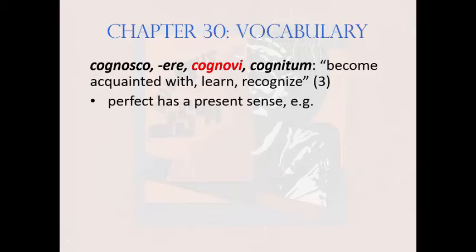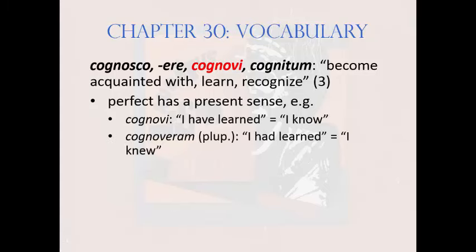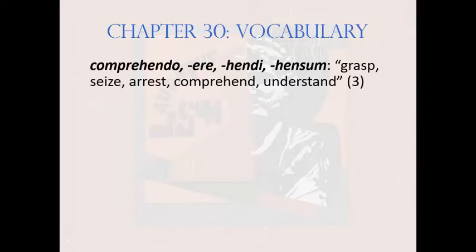Its past tense meaning, having learned, amounts to the same thing as knowing in the present. Thus, the best translation of cognovi is often I know. Likewise, the pluperfect cognoveram, literally I had learned, is the functional equivalent of I knew. And here's another thinking verb. Comprehendo, comprehendere, comprehendi, comprehensum, meaning grasp, seize, arrest, comprehend, or understand.